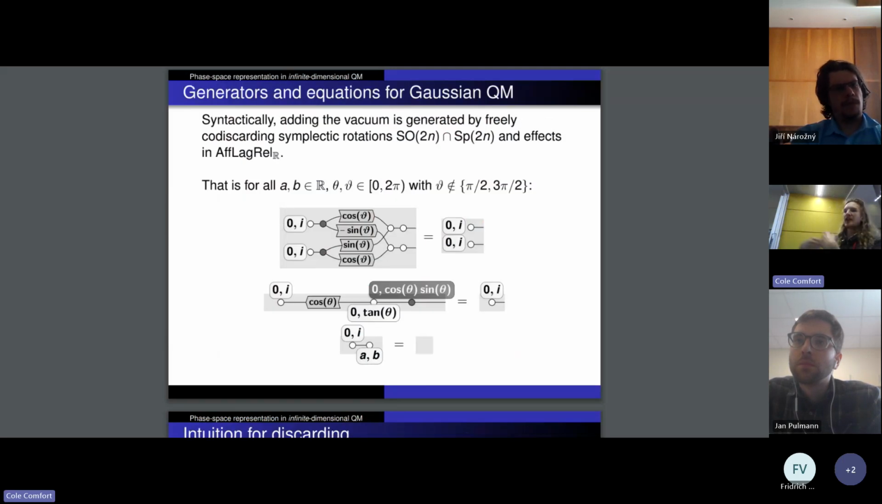And instead of thinking of things in terms of complex affine Lagrangian relations, we can think of it in terms of adding this generator I to the real case modulo equations, so that we don't have to rely on the equational theory of complex numbers at all. And just like when we added discarding to stabilizer circuits by going to coisotropic relations and discarding the isometries, here what we're doing is we co-discard the symplectic rotations and the effects. So these equations look like this. You have your rotation matrix here, and you plug in the vacuum state, and this produces the vacuum state.